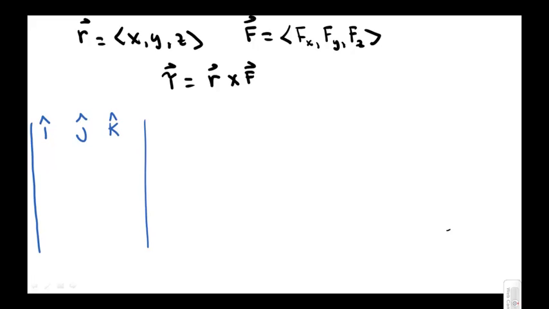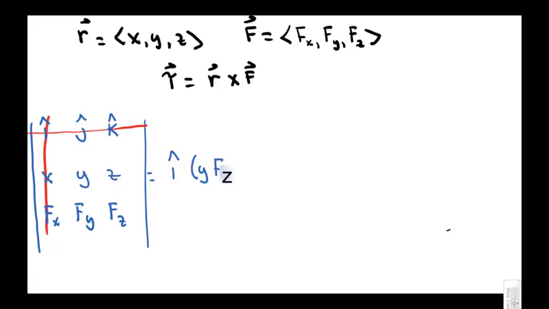In the first row, we put the Cartesian unit vectors as shown. In the second row of the matrix, we put the components of the first vector in the cross product. Here, the first vector is the position vector r, so we insert the components of r as shown. And finally, in the third row, we now put the components of the second vector in the cross product, the components of the force F in this case. Now let's compute each torque component, starting with the x component.